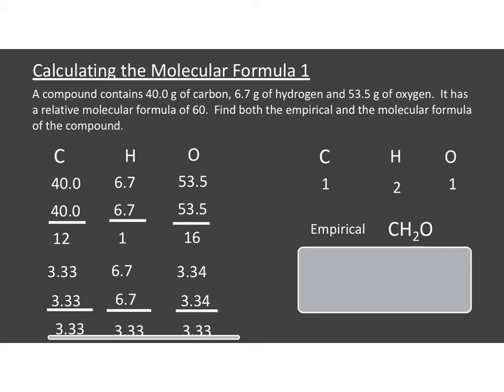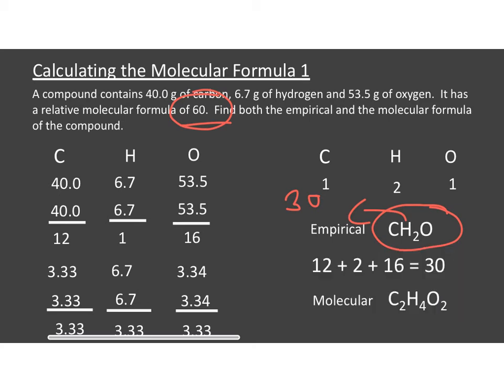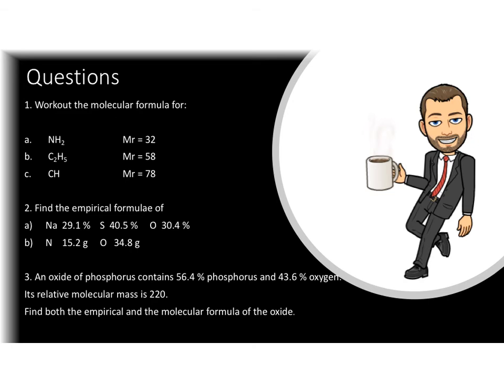However, they've given us some additional information in this question. They have actually told us the molar mass of the compound. If we add up the molar mass of CH2O, this comes to 30 because it's 12 plus 2 plus 16. And of course, that's only half what it should be. So the way we need to deal with that is to find a molecular formula. We times that by 2 to give us the molecular formula of C2H4O2.